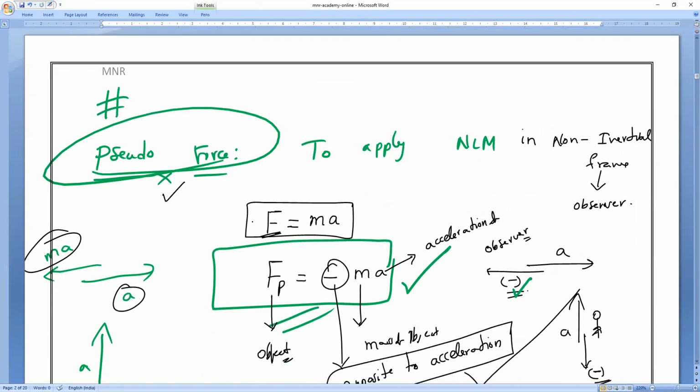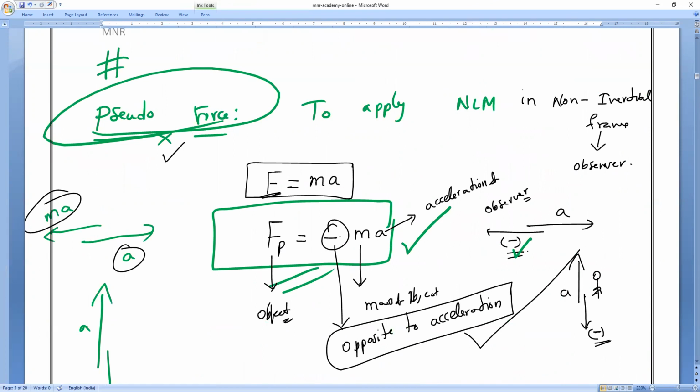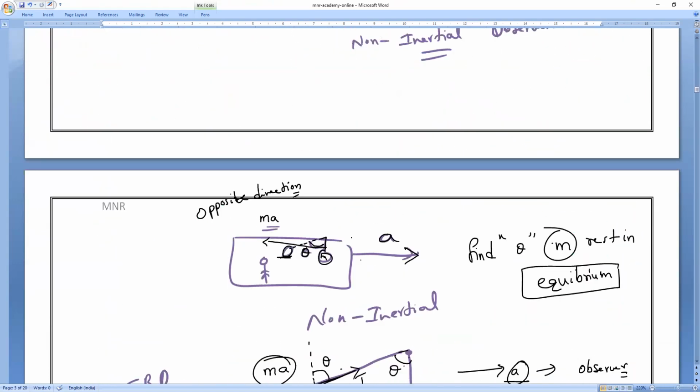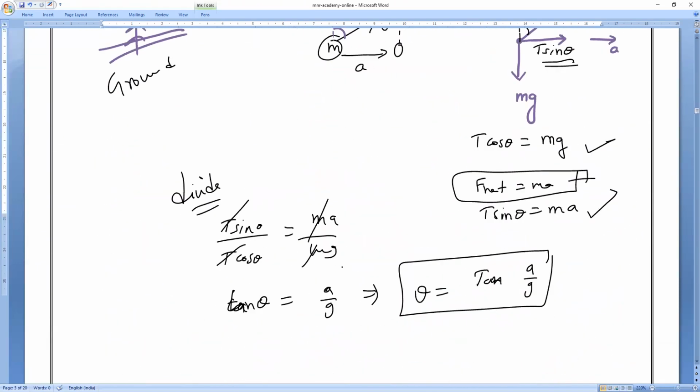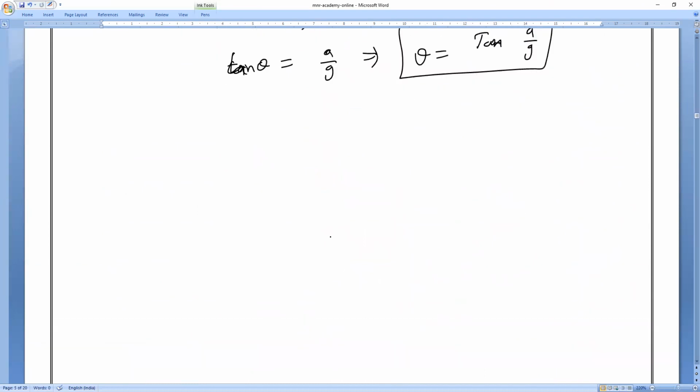Yes, sir. Pseudo force means nothing but Newton's second law, but it is always opposite to the direction of acceleration. So that is what you should understand. So this is how to make the definitions and derivations for pseudo force. Now, mainly in the case of pseudo force, they'll ask us to calculate the tension. So I'll teach you one example in today's class so that you understand.